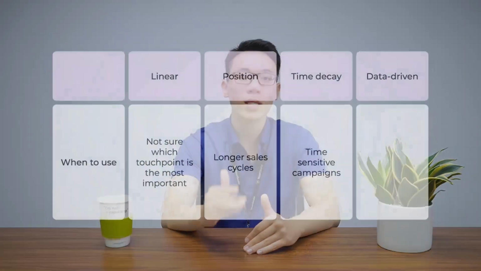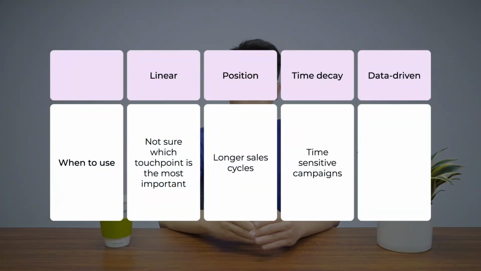And you want to use time decay when you're running time-sensitive campaigns, like seasonal promotions, or handling high-consideration purchases, where those final touchpoints are crucial. On the downside, it can be very tricky to determine the perfect decay rate, which affects how much value these touchpoints lose over time, so some experimentation is necessary.